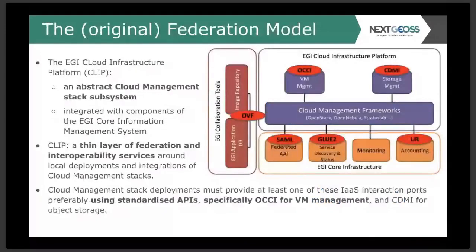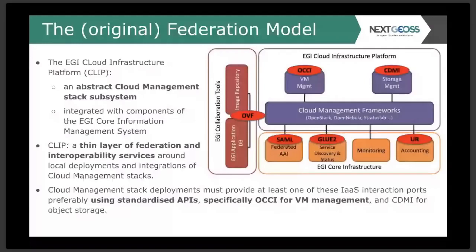So originally, the EGI Fed Cloud was launched in 2014 as an abstract cloud management stack subsystem, which we call the Cloud Infrastructure Platform, or CLIP. And this was integrated with components of our core information management system. Essentially what CLIP is, it's a thin layer of federation and interoperability services that are around the local deployments of the cloud providers, allowing these distributed providers to be part of the distributed or federated infrastructure as a service.